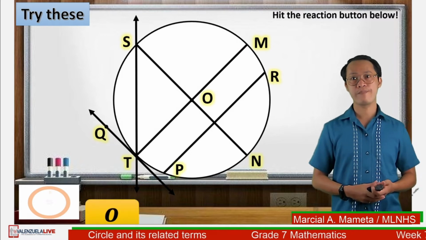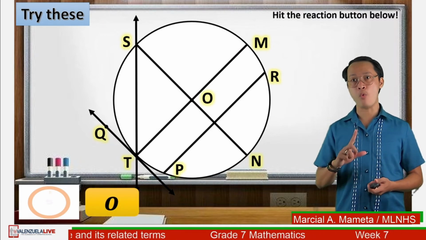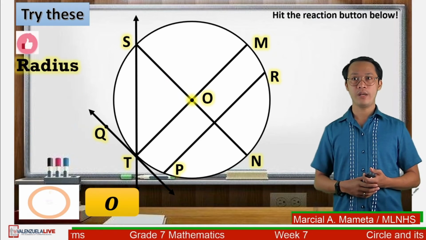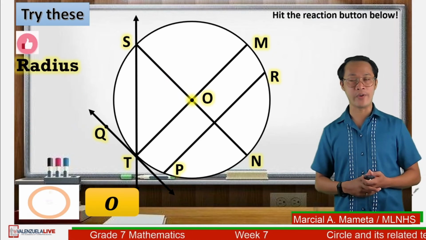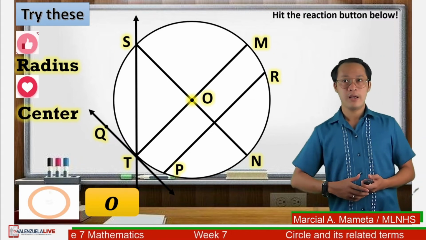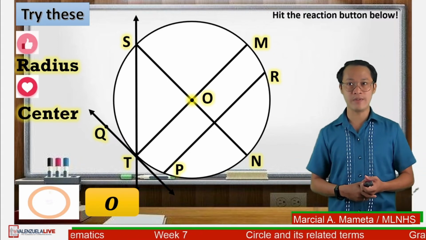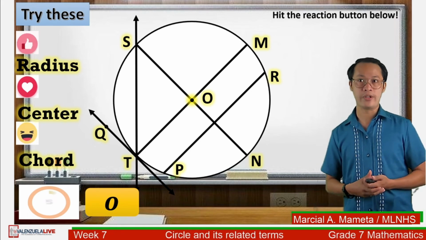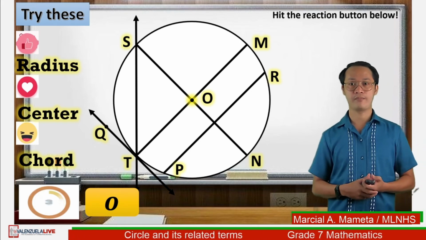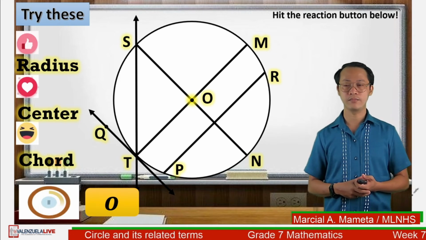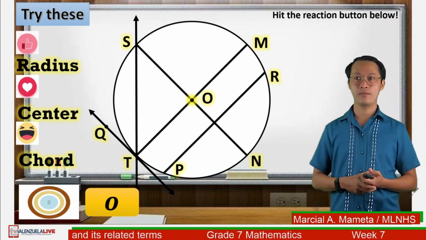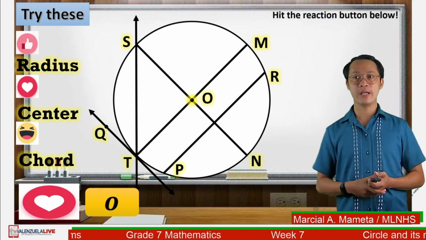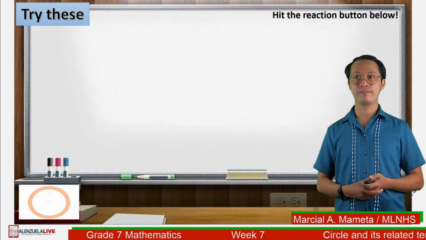Try this. Identify point O. Hit like if it is an example of radius. Hit heart if it is an example of a center. Hit haha if it is an example of a chord. 5 seconds. Time is up. The correct answer is heart button.